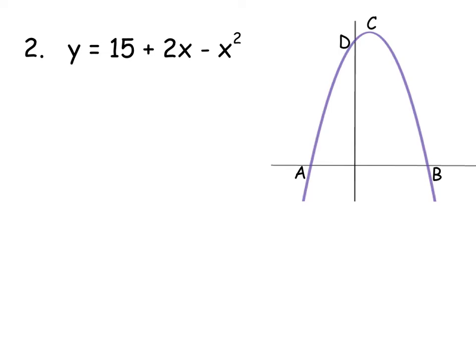Okay, so this equation, we've got a maximum turning point, therefore it's got a negative x squared. Now, I don't know about you, but I don't actually teach how to factorise negative x squared, but I do pretend as if we're taking everything to the other side, so it'll become positive.